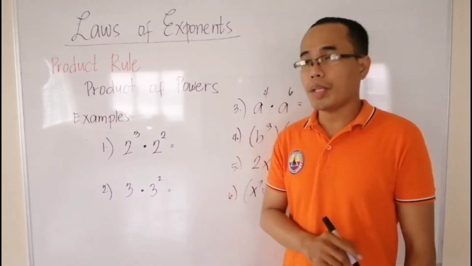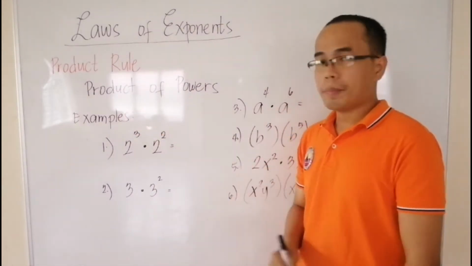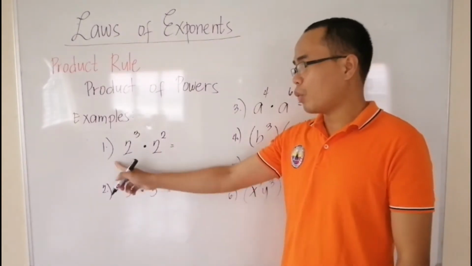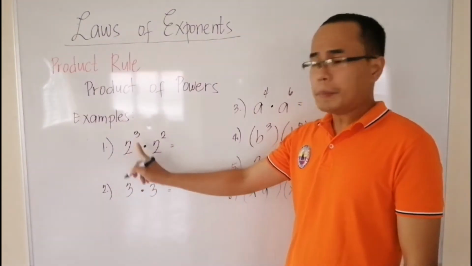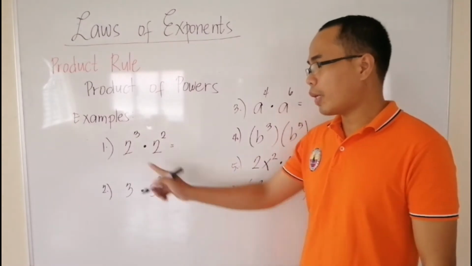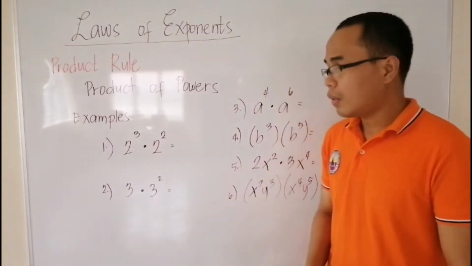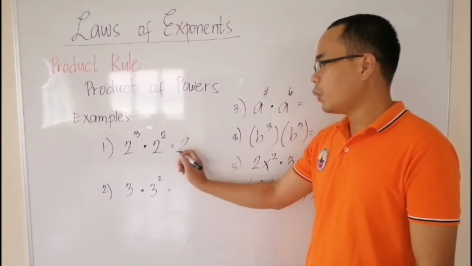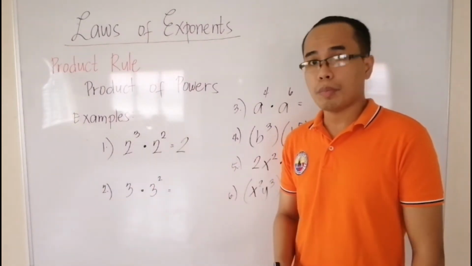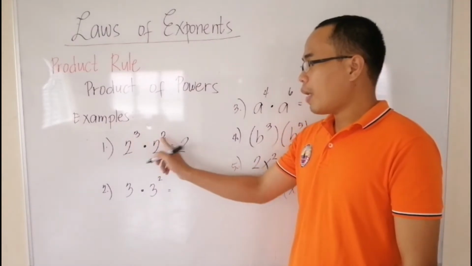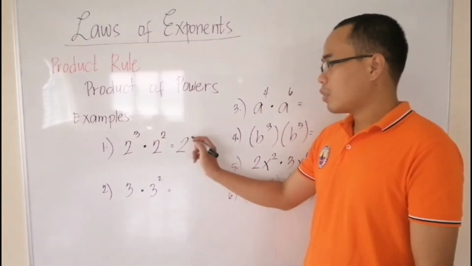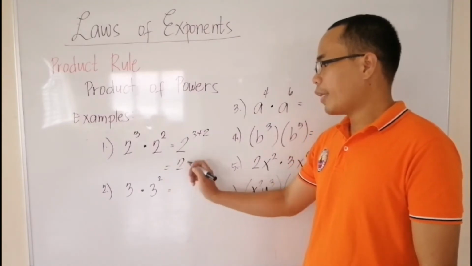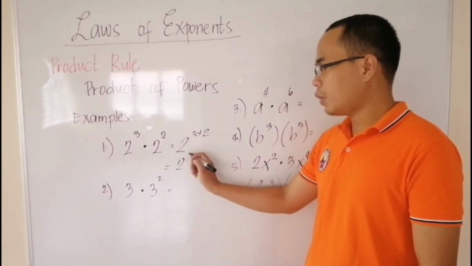First law of exponent is product of powers. So if you encounter this example for number 1, 2 raised to 3 times 2 raised to 2. So kapag same base sila, all you have to do is to copy the base. We have 2 and i-add natin exponent. 3 plus 2 is 5. 3 plus 2 is equal to 5.